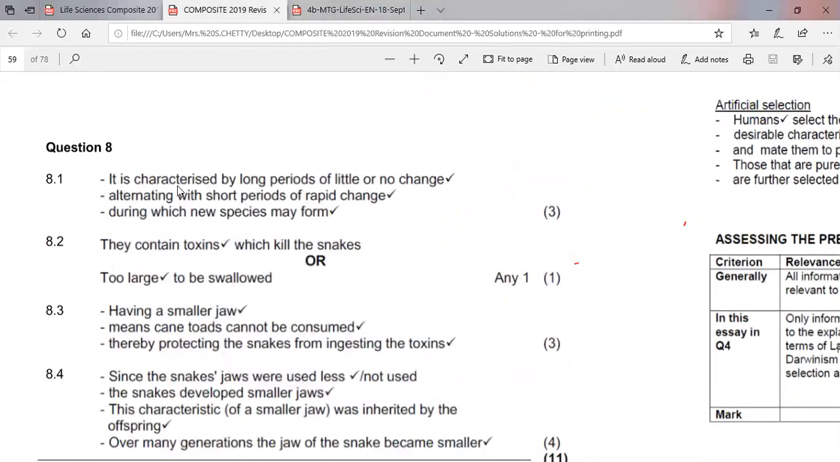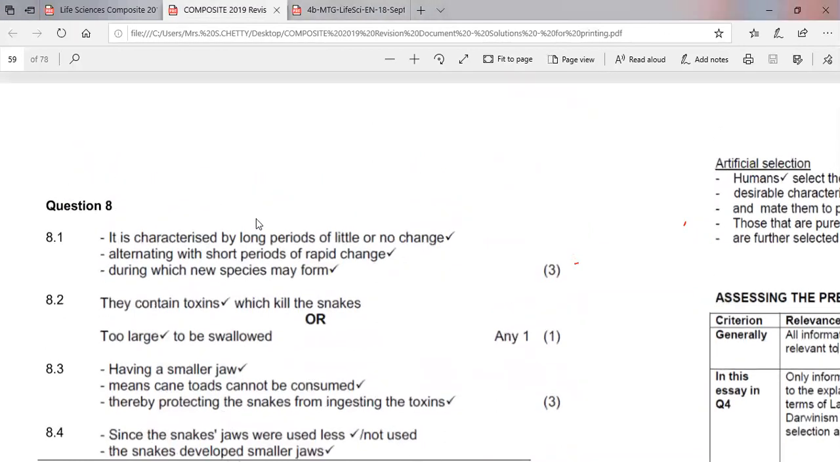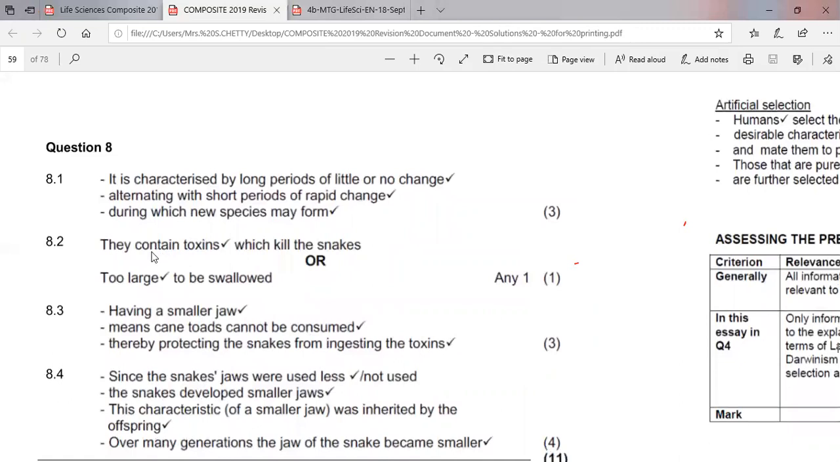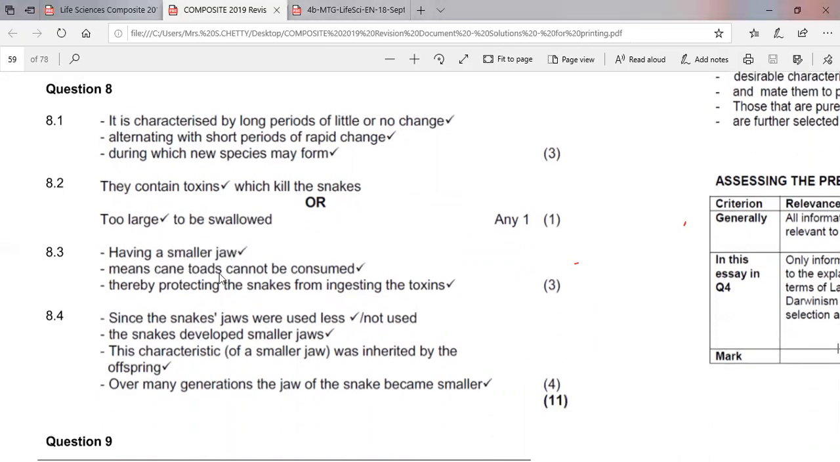So what is punctuated equilibrium? It is characterized by long periods of time where there's little or no change, alternating with short periods of rapid change during which new species may form. Okay? So the advantage is that the toads contain toxins which could kill the snakes. Therefore, it's an advantage for them not to eat them. Having a small jaw means cane toads cannot be consumed, thereby protecting the snakes from ingesting the toxins and dying.